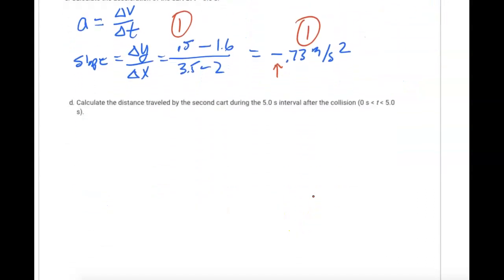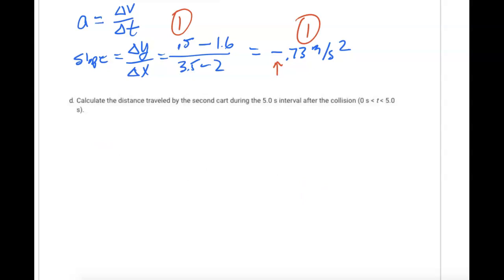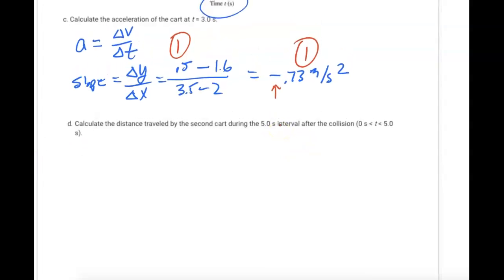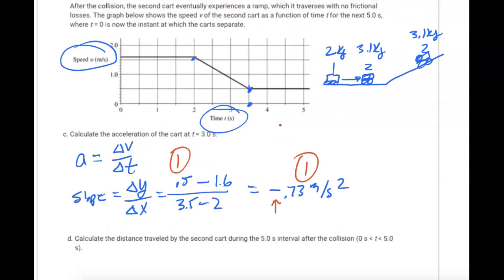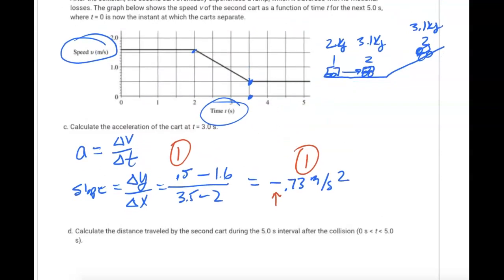The last thing that they want us to do is calculate the distance traveled by the second cart during the 5-second interval after the collision. So to find the distance traveled, remember that velocity is equal to change in position over change in time. If I want change in position, all I have to do is take the velocity times the time, which means I just need to find the area of each one of these three things that I have here.